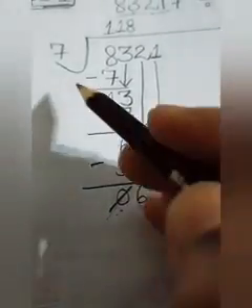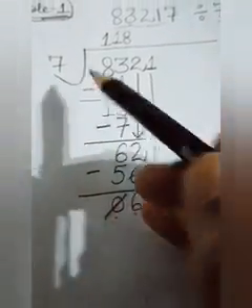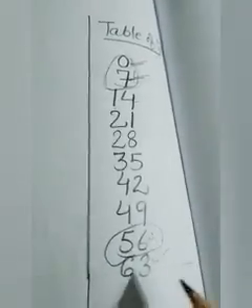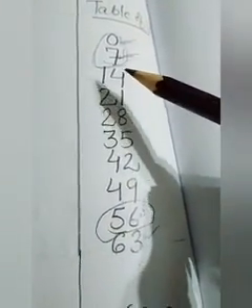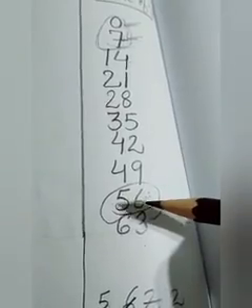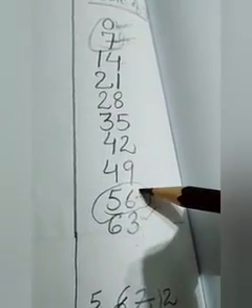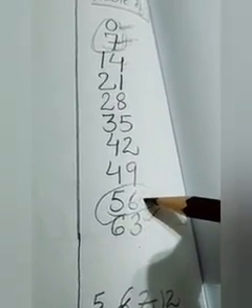Now 61 will be divided by 7. For dividing it by 7, we will observe the table of 7. Which number can be written under 61 so that it can be subtracted? Again, there is 56, because 63 cannot be subtracted. That is, 56 can be subtracted.